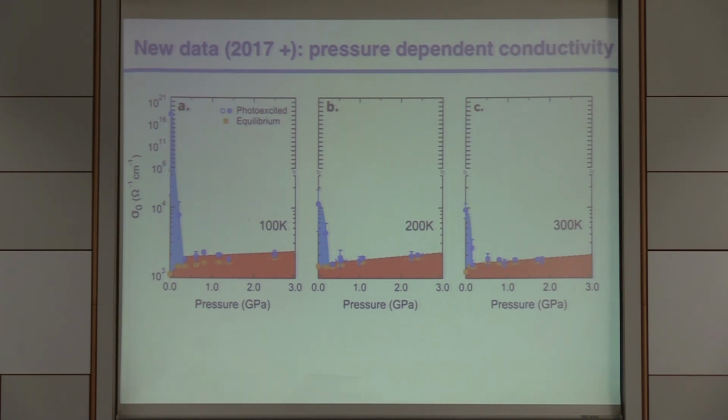You can also see this if you plot sigma 0, which is the extrapolation of your conductivity to low frequencies. As you apply pressure, the light-induced superconductor gets worse and worse, up to a certain pressure where it gets better and better again when it becomes metallic. This is what happens at equilibrium, where you have a metal above TC that always gets better with pressure.